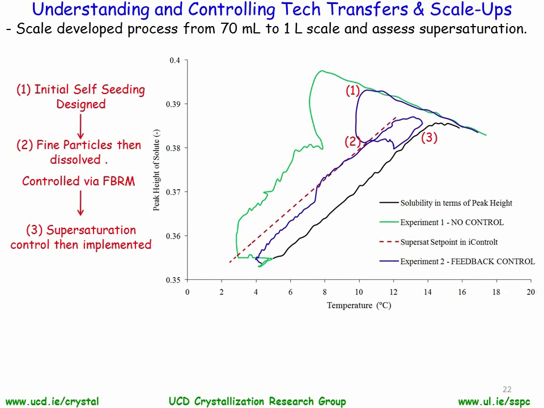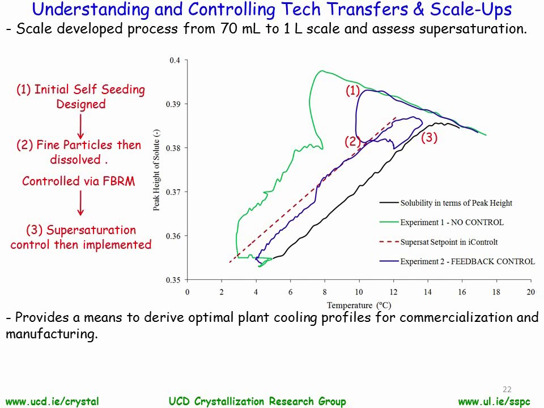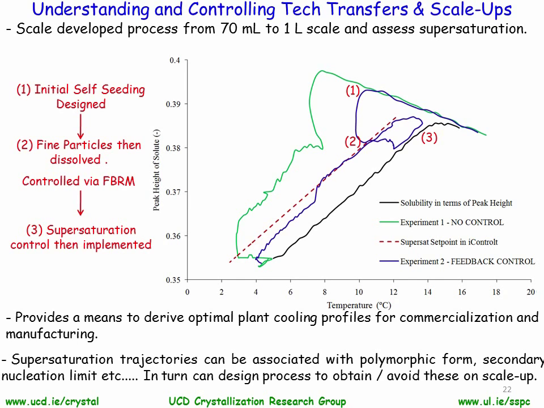It should also be noted that we no longer achieved this 2 degrees centigrade supersaturation set point due to the faster dynamics of this crystallization. It simply did not allow us to cool fast enough to get back to this supersaturation set point. So again, the important thing to note here is we can derive optimal profiles to give us a specific supersaturation trajectory that may be associated with an optimal particle size or the isolation of a specific polymorphic form.